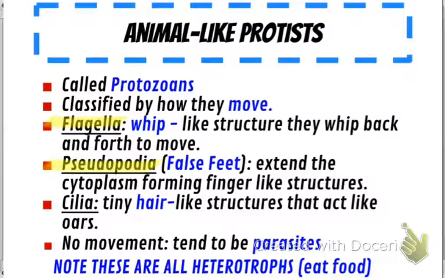And then the next type of animal-like protists are those that move using their cilia. Cilia are teeny hair-like structures that act like oars. Think of the feet on a centipede or a millipede. There's a lot of them, and they just use them to move through some type of liquid.